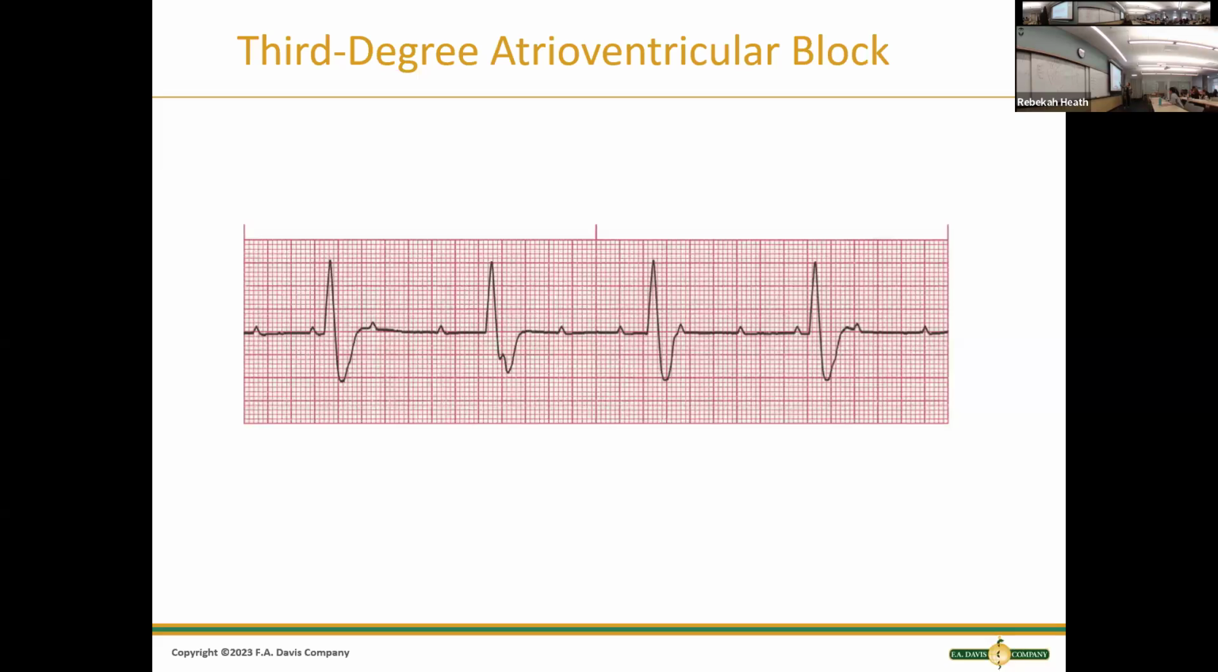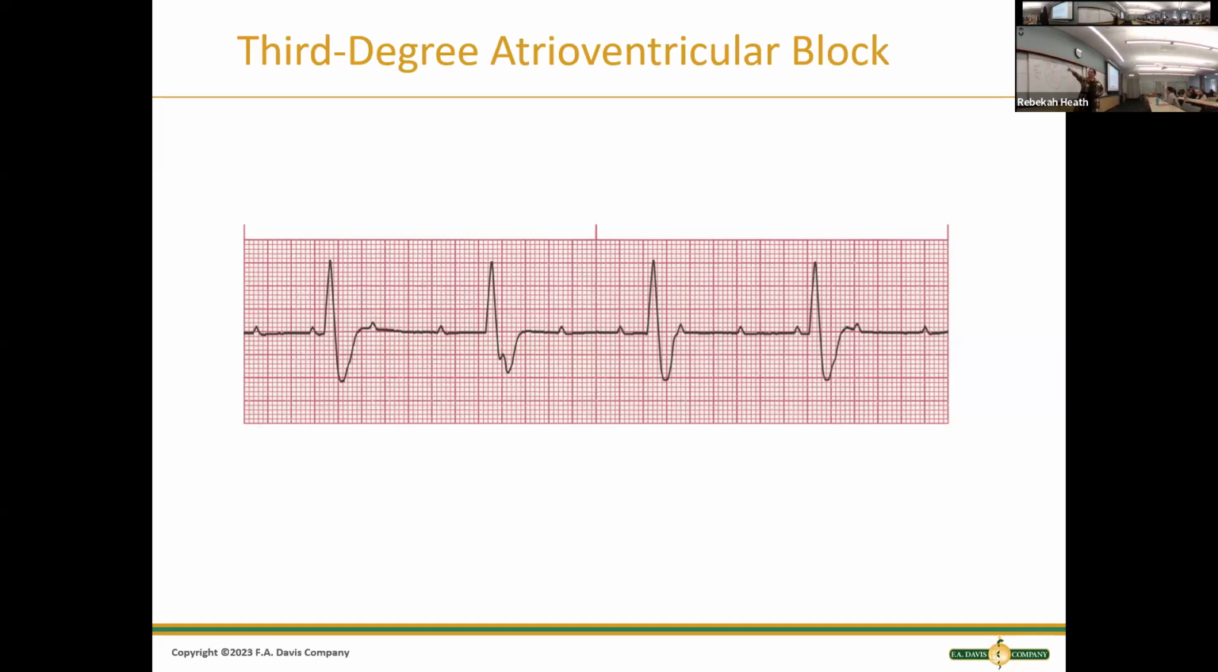But if I look at the PR interval, and here, there is no consistency. They are absolutely ignoring each other. So a 3rd-degree heart block, you're also going to notice what's different about this QRS complex from what we've been looking at. Very wide. A wide QRS complex usually means that the signal is happening somewhere below the AV node. So that complex is beginning in the ventricles.